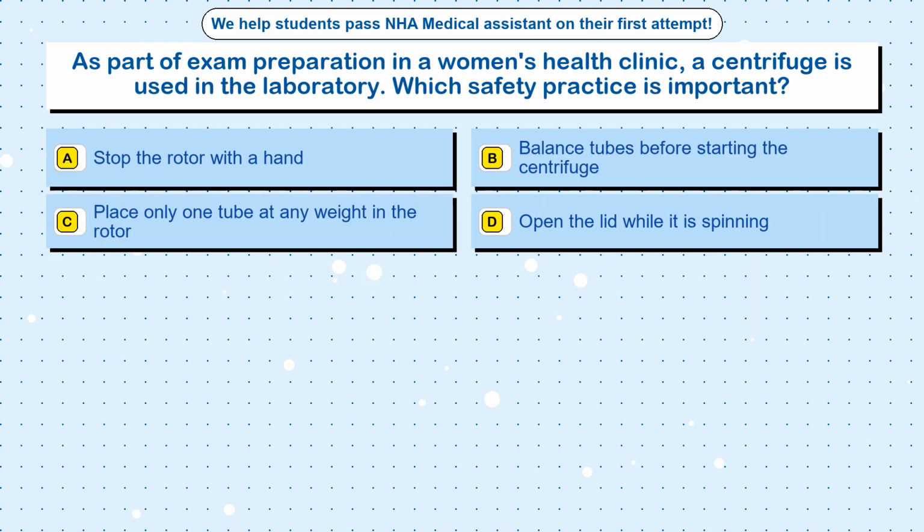Question 42. As part of exam preparation in a women's health clinic, a centrifuge is used in the laboratory. Which safety practice is important? Option A, stop the rotor with a hand. Option B, balance tubes before starting the centrifuge. Option C, place only one tube at any weight in the rotor. Option D, open the lid while it is spinning.